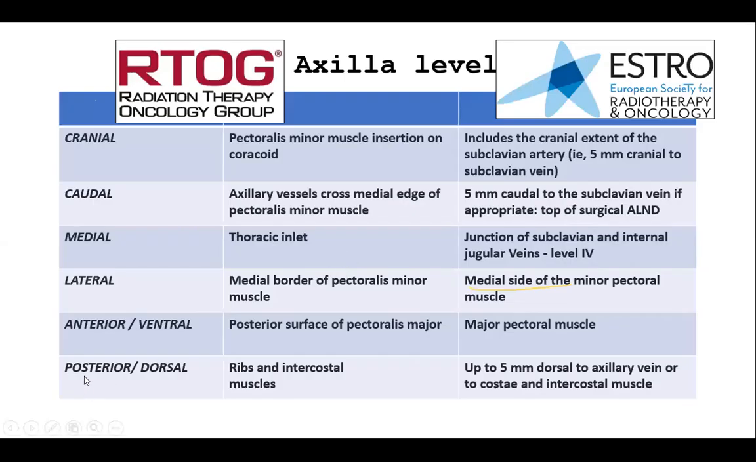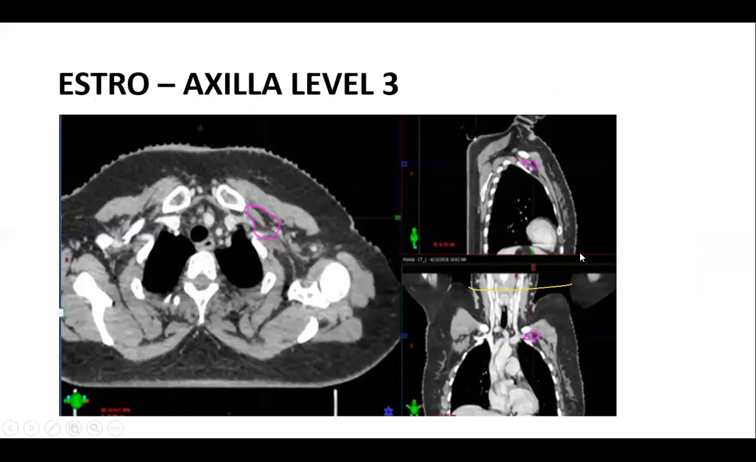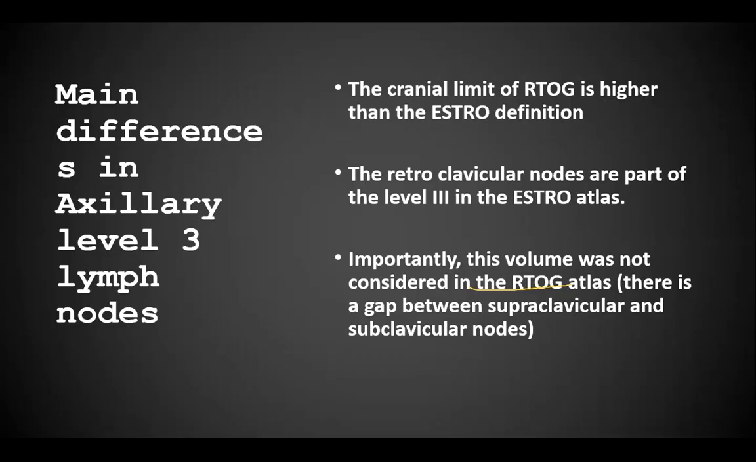Again, for the posterior border, we will exclude the ribs and the intercostal muscle, and ESTRO uses a 5 mm margin to their axillary vessels or to the posterior intercostal muscles. So again, in RTOG, we will exclude these ribs and the intercostal muscles, whereas in ESTRO, they follow delineation of the axillary vessels and they give a margin of 5 mm dorsal to it.